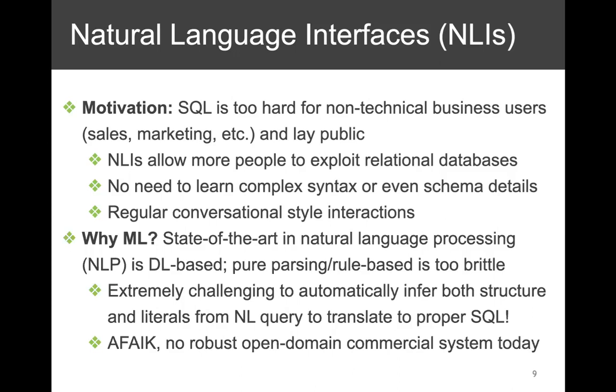Open domain means the schema might be given by the user on the fly. And that is not possible with these sorts of systems. You cannot use Alexa to query your, say, customer database. That's not possible. You can only query the databases that Alexa has access to internally.